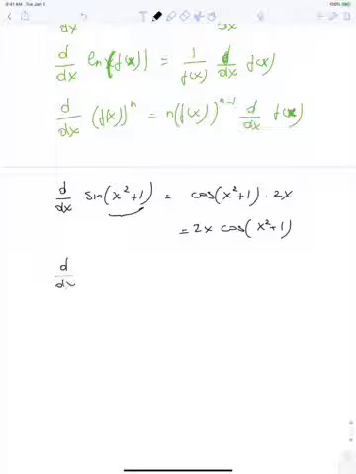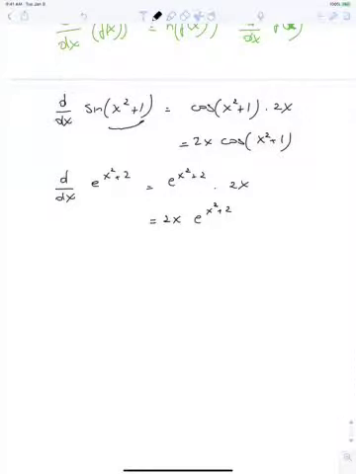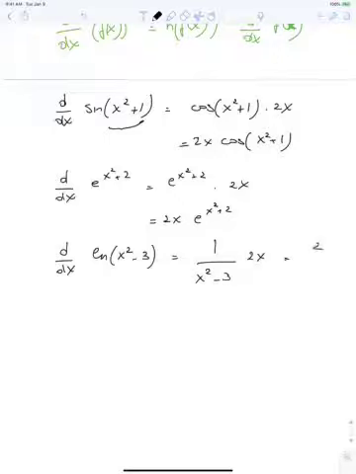The derivative of e power x squared plus 2 is going to be e power x squared plus 2 times the derivative of x squared plus 2, which is 2x. So again, 2x times e power x squared plus 2. The derivative of log of x squared minus 3 is going to be 1 divided by x squared minus 3 times 2x, which is 2x divided by x squared minus 3.